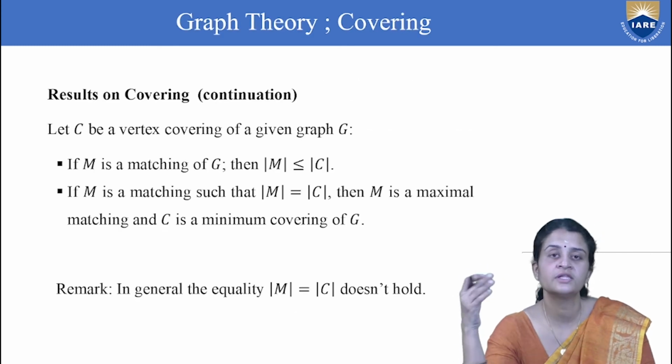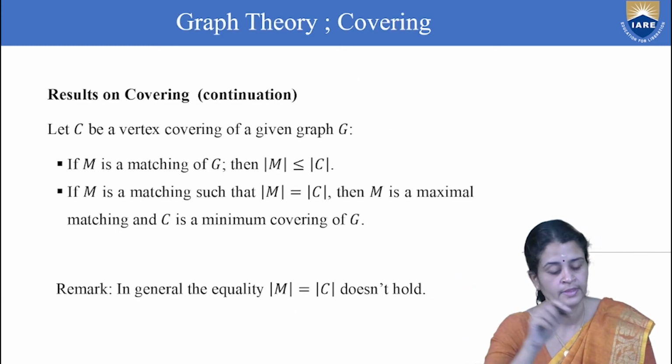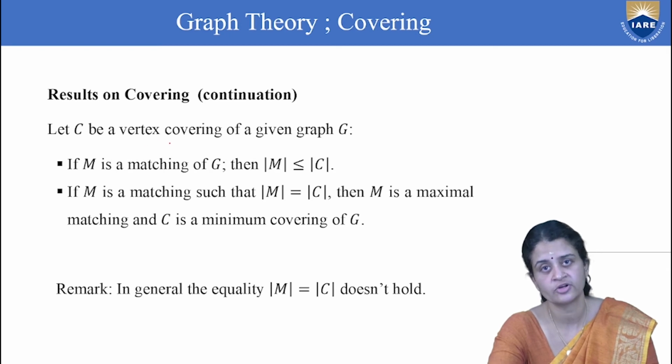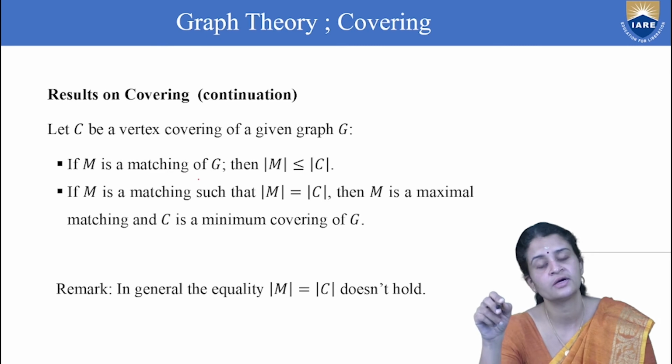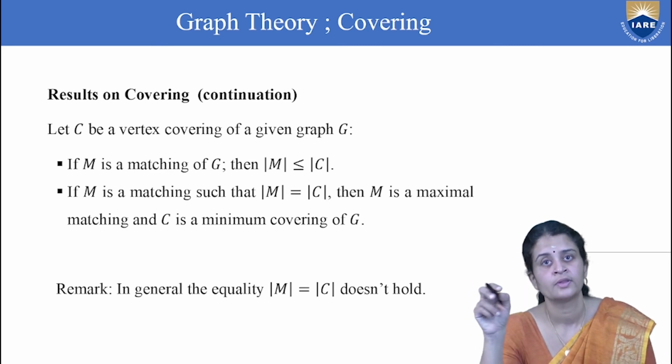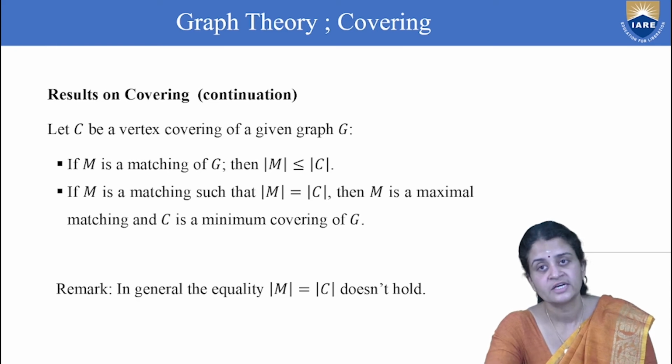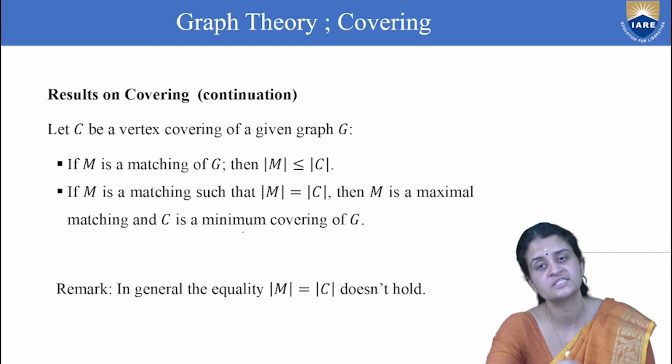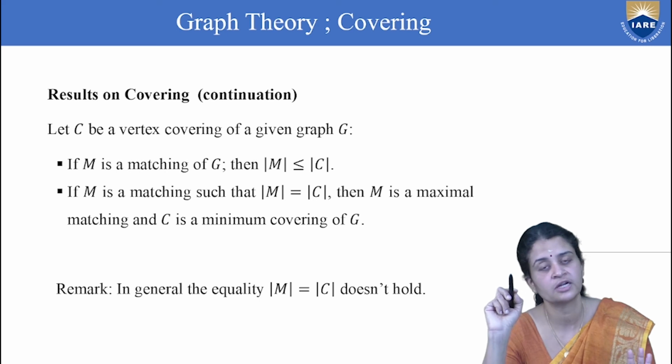Now some other results on covering. Let C be a vertex covering of a given graph. If M is a matching of G, then the cardinality of the matching will always be less than or equal to that of the vertex covering. And if M is a matching such that the cardinality of M equals the cardinality of the vertex covering, then M is a maximal matching and C is a minimum covering of G. Actually, this equality doesn't hold for a general graph.